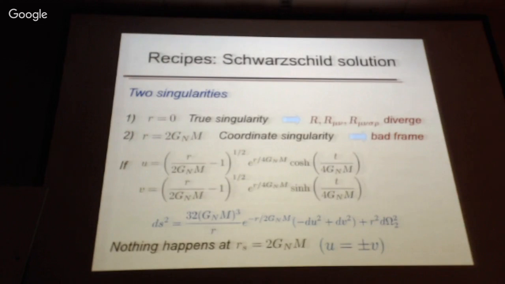Okay, so we got two different singularities. One is real: spacetime breaks down there, and general relativity doesn't work there anymore. The other one is just a bad coordinate system, the same as r equals 0 in polar coordinates.